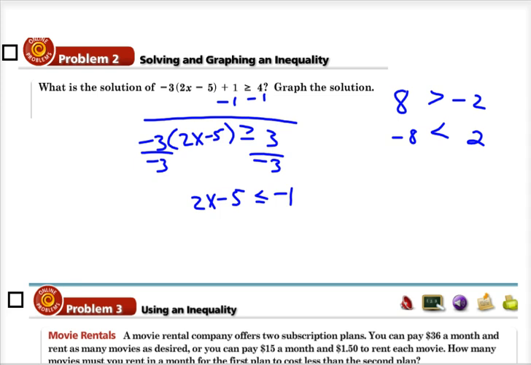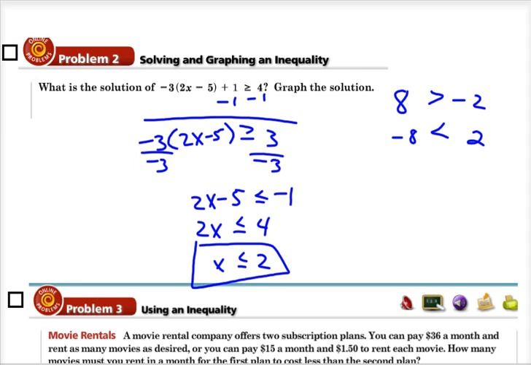Now we continue over here. I'd add 5. Get 2x is less than or equal to 4, because negative 1 plus 5 is 4. And then I would divide by 2. Get x is less than or equal to 2. So any number less than or equal to 2 is a solution to this problem. Now this represents all our solutions. This is our answer. But if I said, list 3 solutions, you could say 2, you could say 1 and 0, you could say negative 10, you could say 1 1/4. Anything that's less than or equal to 2.